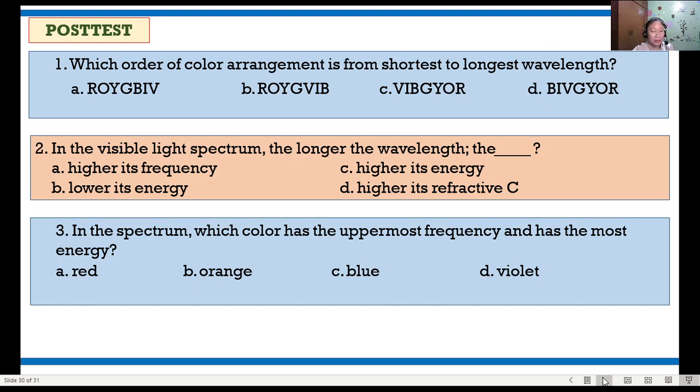So, that's it. I hope you understand our lesson. So, let's try the post-test. Number 1. Which order of color arrangement is from shortest to longest wavelength? A. Roy G. Biv. B. Roy G. Vib. C. Vib Gior. D. Biv G. Yor.